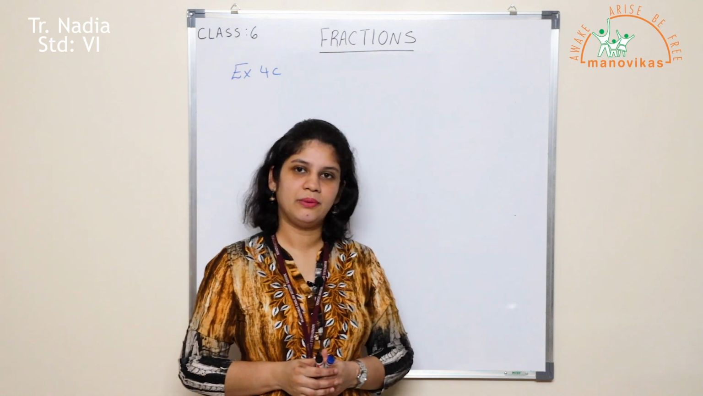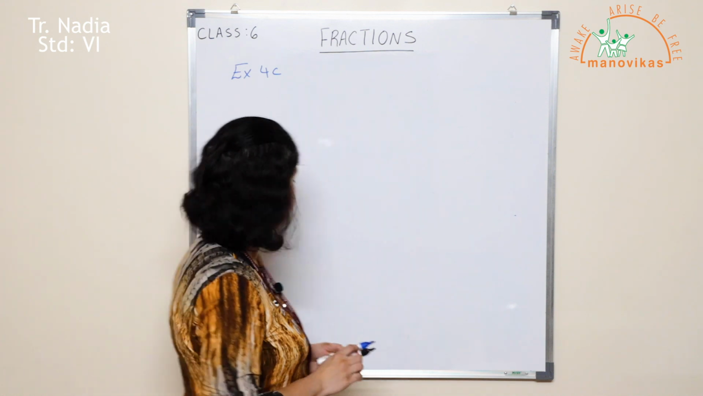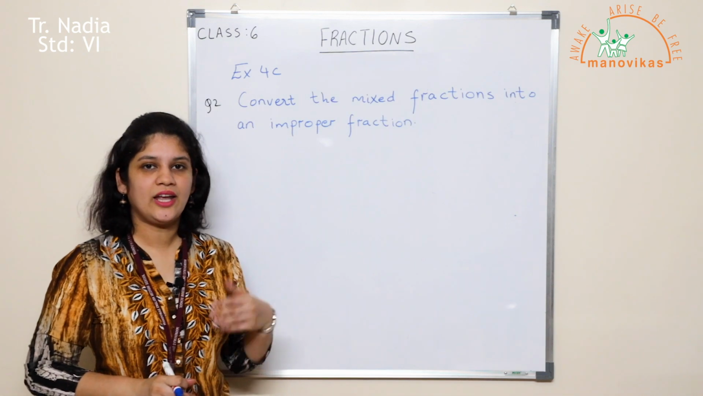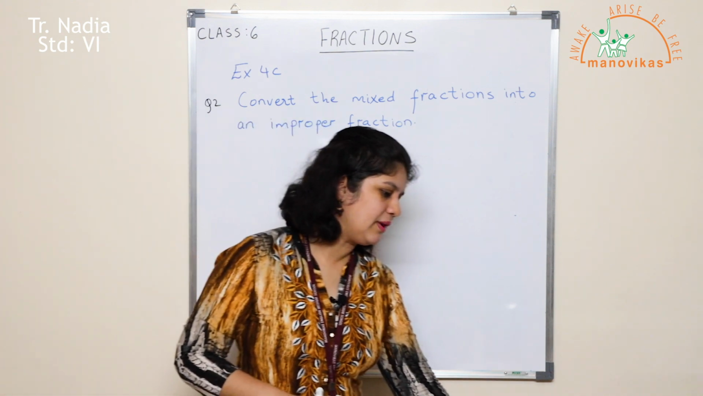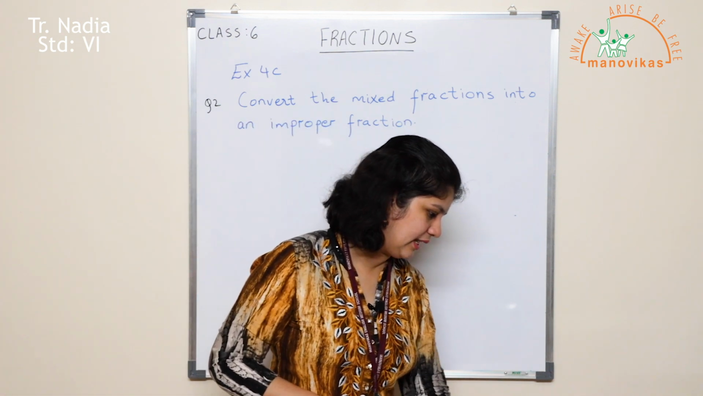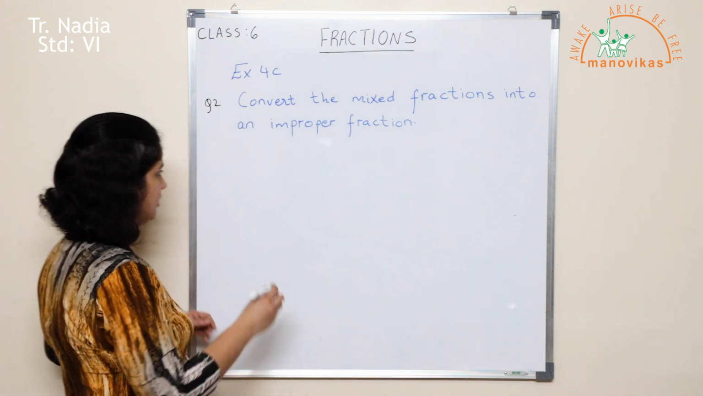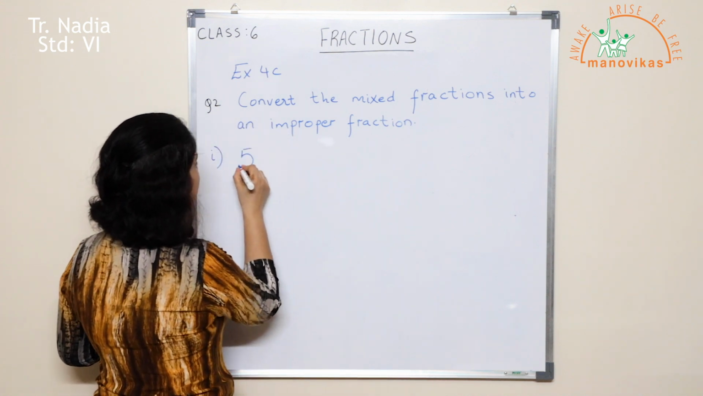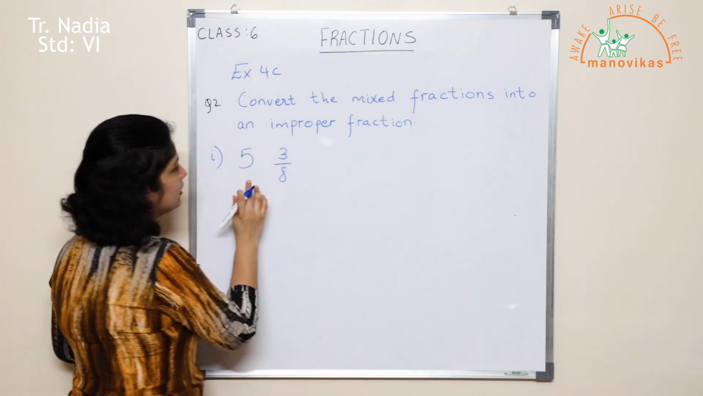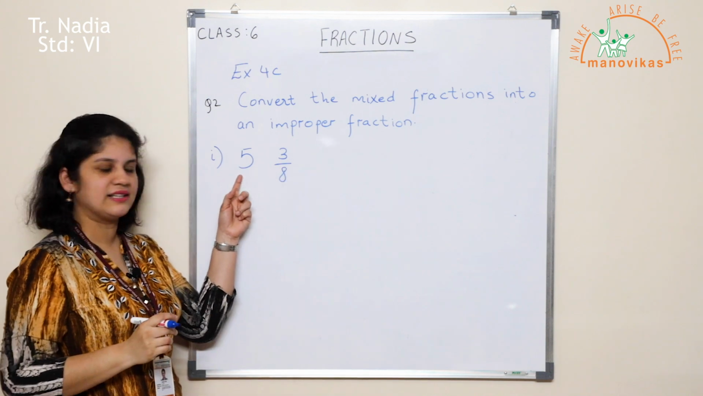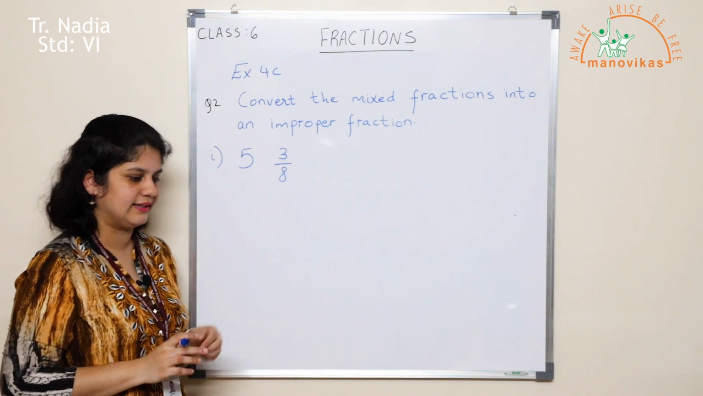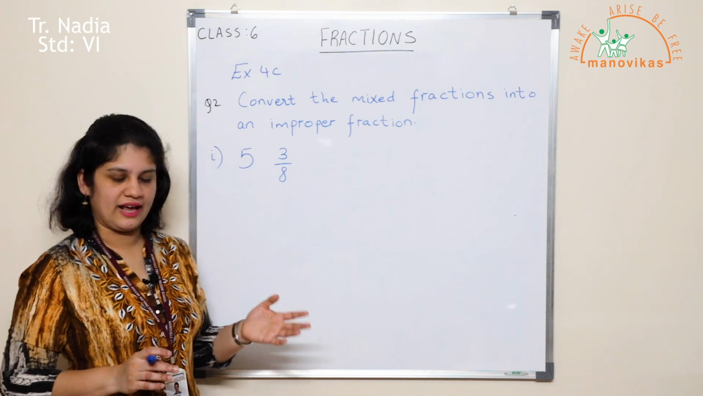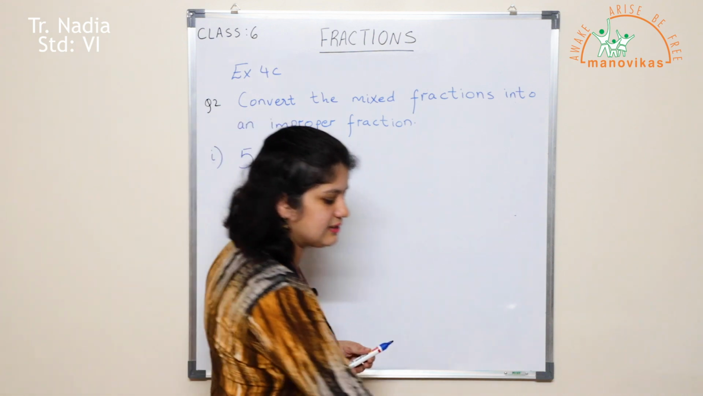Now let's go to question number 2 from exercise 4C. Okay, question number 2 says, convert the mixed fractions into an improper fraction. So you are given mixed fractions and you are asked to convert them into an improper fraction. I will solve a few examples. My first example is 5, 3 upon 8. So this is a mixed fraction. The whole number part is 5. The fraction part is 3 upon 8. Now this fraction has to be converted into an improper fraction which will have the same value as this fraction.